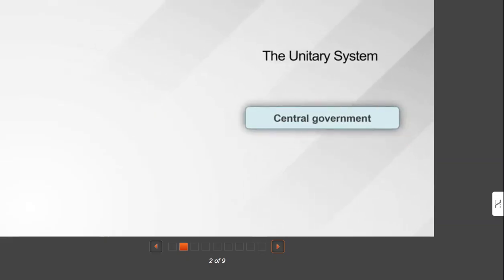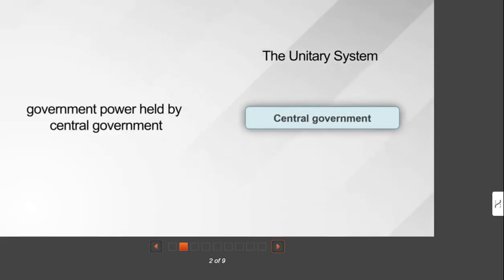Now, a unitary system of government is like the opposite of a confederation. In a unitary system, a central authority holds all the power. Think about the word unitary. The root word unit means one, so in a unitary system, one unit holds all the power. Local offices must follow decisions made by the central government.